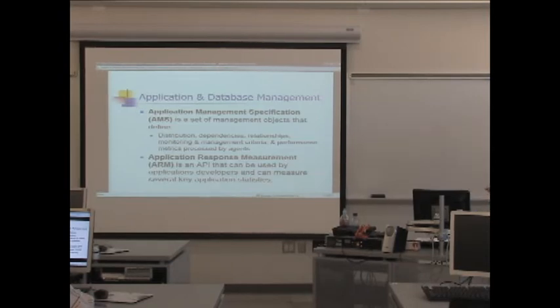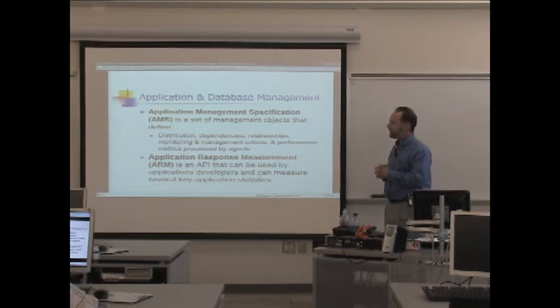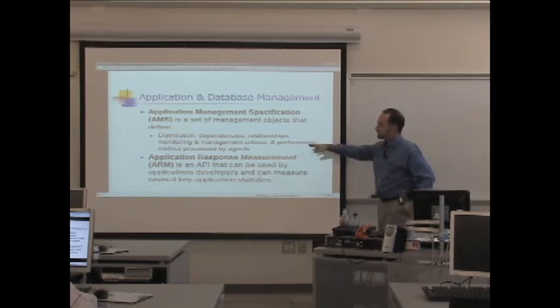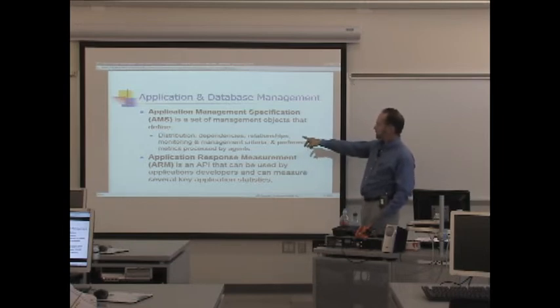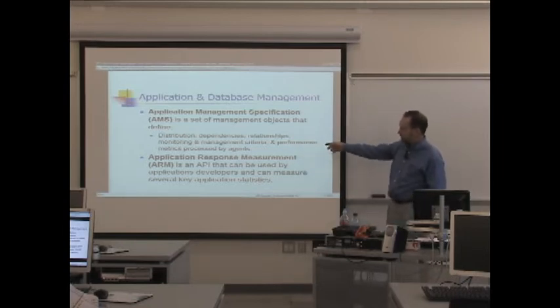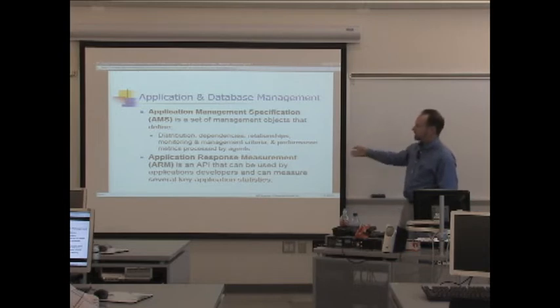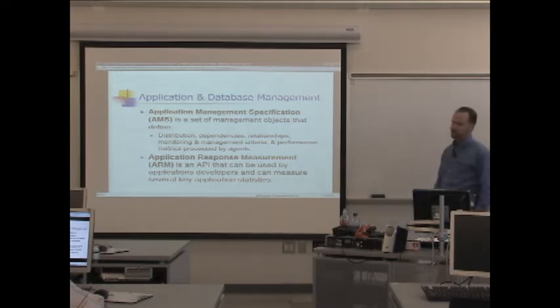We start getting into some of the terminology now that's used within the application and database management systems. So first of all, we have what are called the management objects, and they're referred to as the Application Management Specification, or AMS. And what AMS defines then is things like distribution, dependencies, relationships, monitoring and management criteria, performance metrics, and all of that then is processed by the agents.